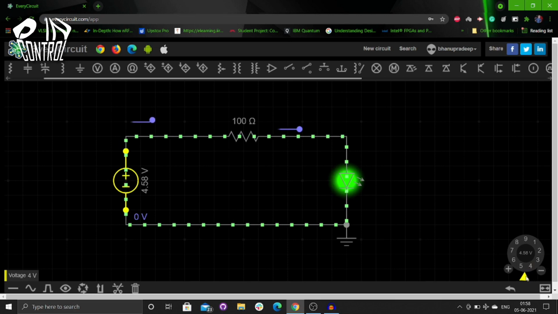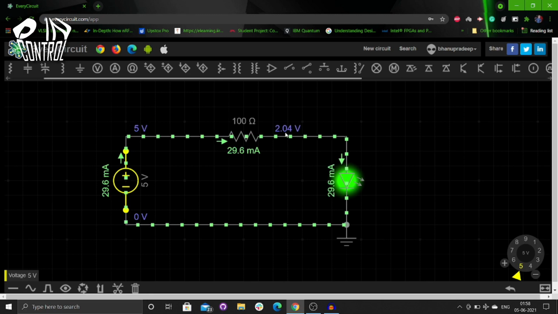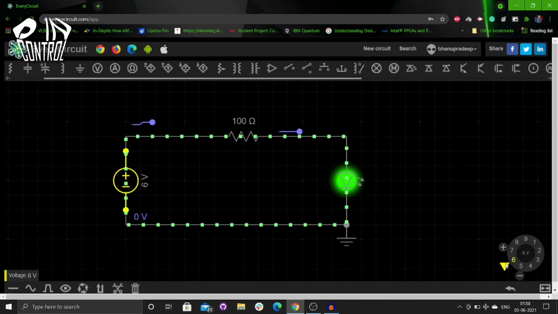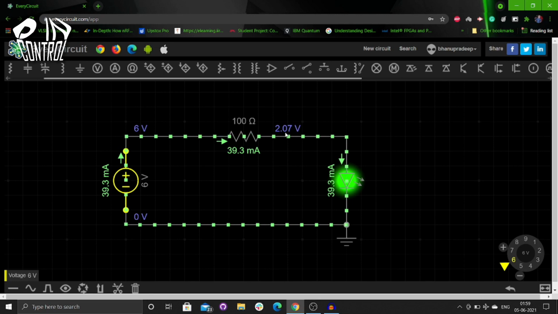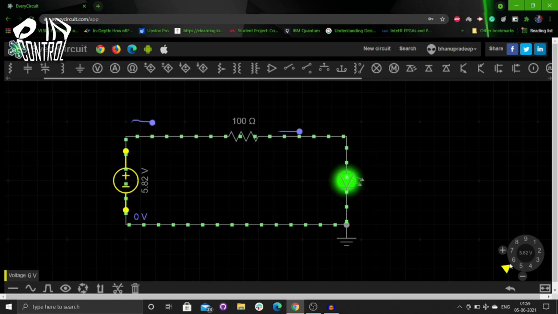So when we are applying the 5 volts, it is giving 2.04, which is nearer to 2 volts. 6 volts, 39.3 current, and it is giving 2.07 volts. So greater than the 6 volts, it is getting busted.